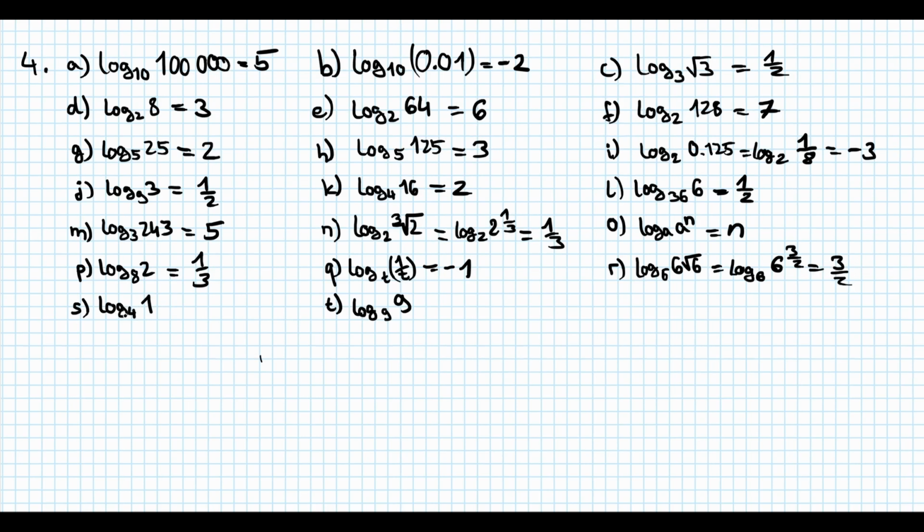Okay, here log base 4 of 1. Anything that has a 1 here will just be to the power of 0, because 4 to the power of 0 is 1. Also 10 to the power of 0 is 1. Anything to the power of 0 is always 1. And next we've got log base 9 of 9, and that one is easy. It's just 1. And that's it for this video.